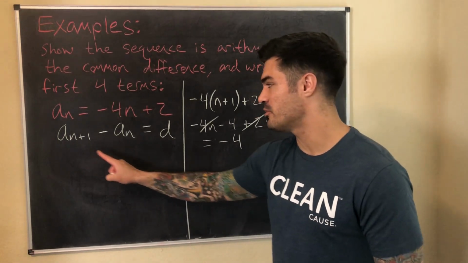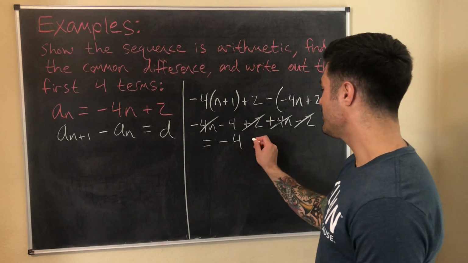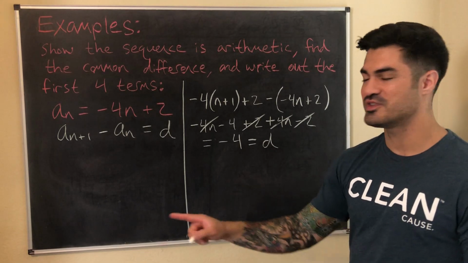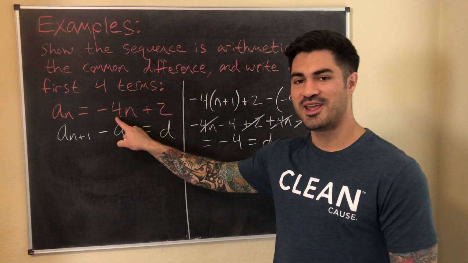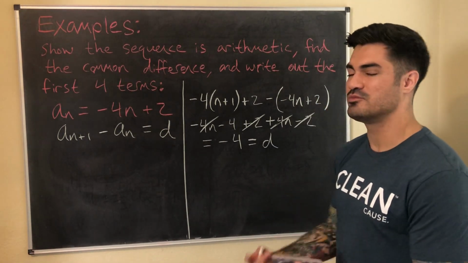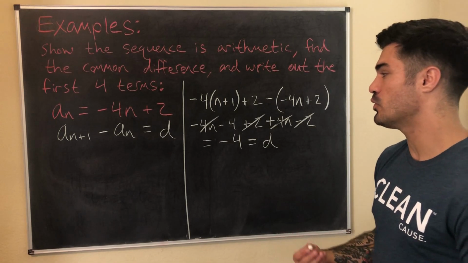Remember, these n's are arbitrary, so this means it's true for any 2 consecutive terms. And not only that, but we found our common difference. And again, notice this pattern that our common difference is always what's in front of the n, right? That's the common difference. You can usually jump toward that as you get used to these, but this is our common difference, negative 4. Now we just have to write out the first 4 terms.